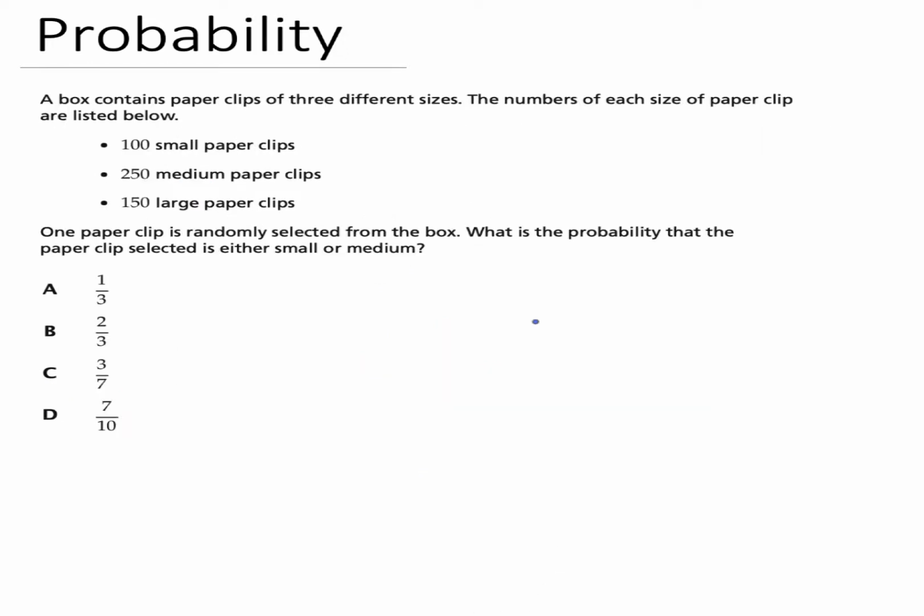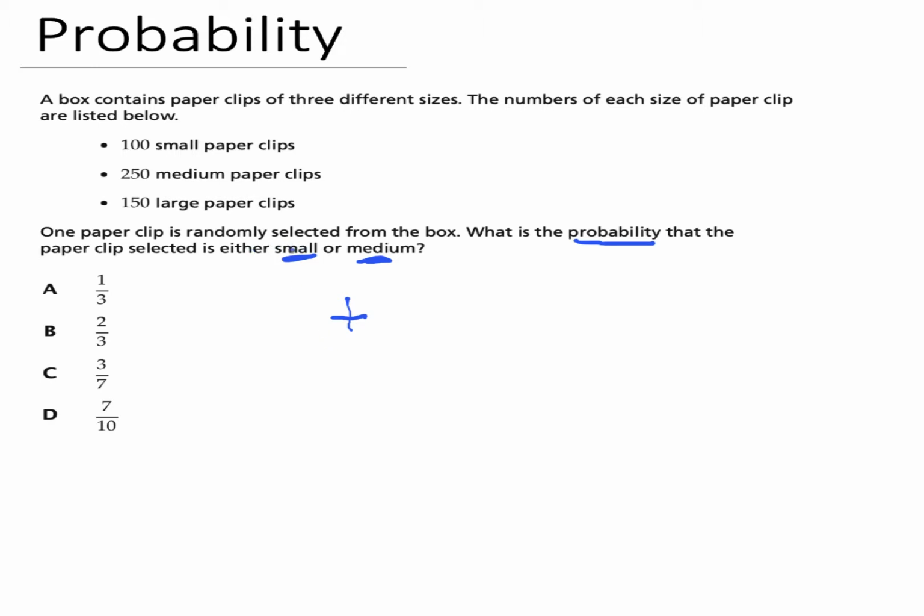Here's our second question. A box contains paper clips of 3 different sizes. The number of each size of paper clip are listed below. We have 100 small paper clips, 250 medium paper clips, and 150 large paper clips. Now one paper clip is randomly selected from the box, and the question here is, what is the probability that the paper clip selected is either small or medium? Small or medium. When you see that word or in the middle, it means to add. So in probability, when you see the word or, it means to add.